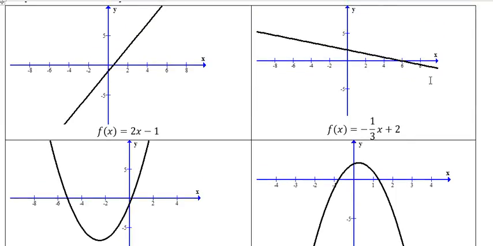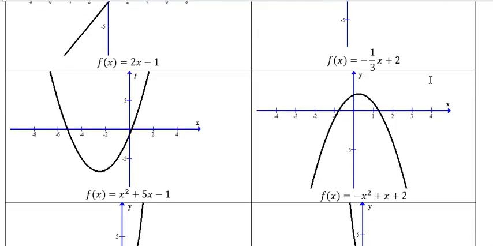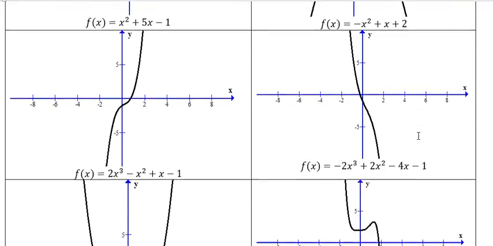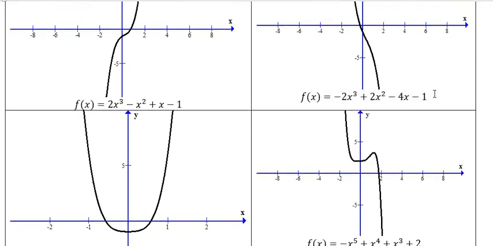So here, I did have a mistake in this video. Hopefully you remember what I talked about. When I have the number at the end, +1 or +2, -1, that tells me where it's going to cross the y-axis. I had a mistake when I wrote this function out.